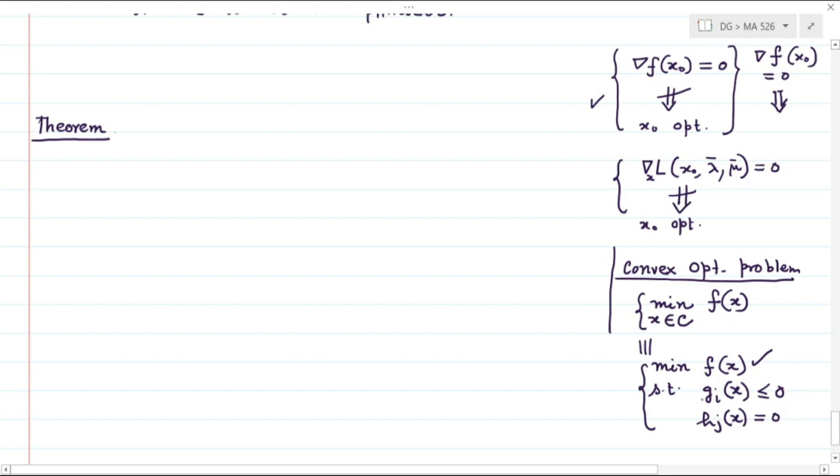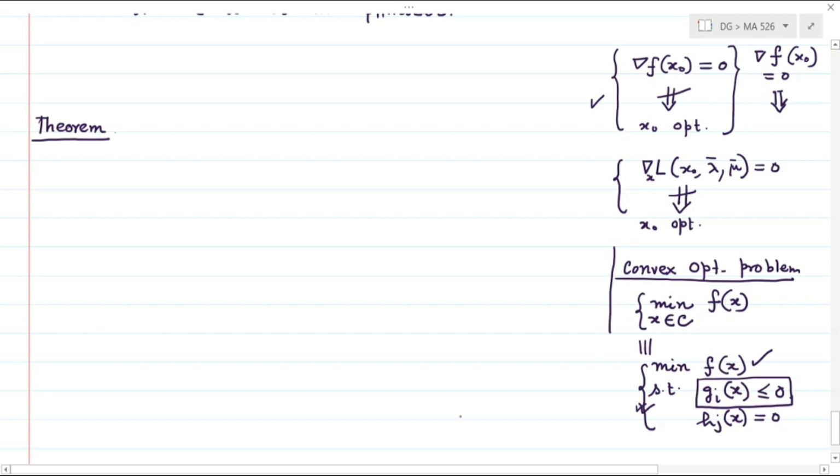If f, g_i, h_j are all convex, is this problem a convex optimization problem? The answer is negative. Although the set of all points x for which g_i(x) ≤ 0 is a convex set, no doubt on that, because g_i convex implies that the sublevel sets are all convex, if h_j is convex, it is not necessary that the set of all points x such that h_j(x) = 0 is a convex set.